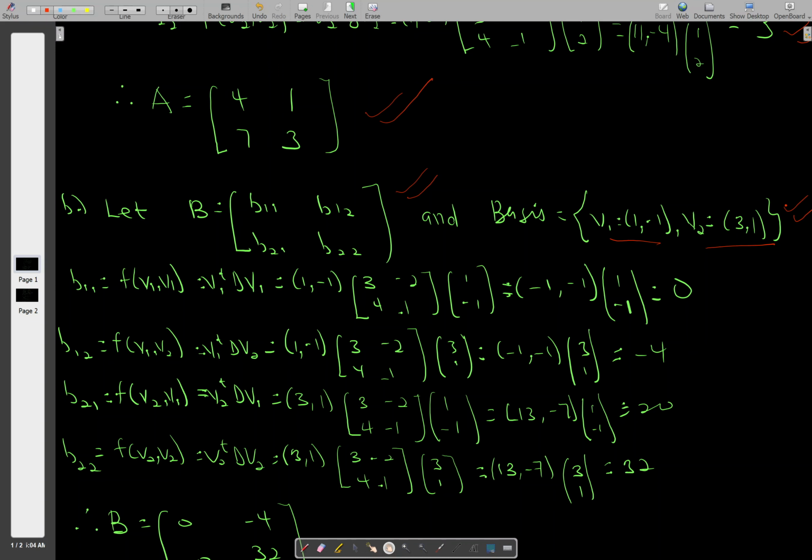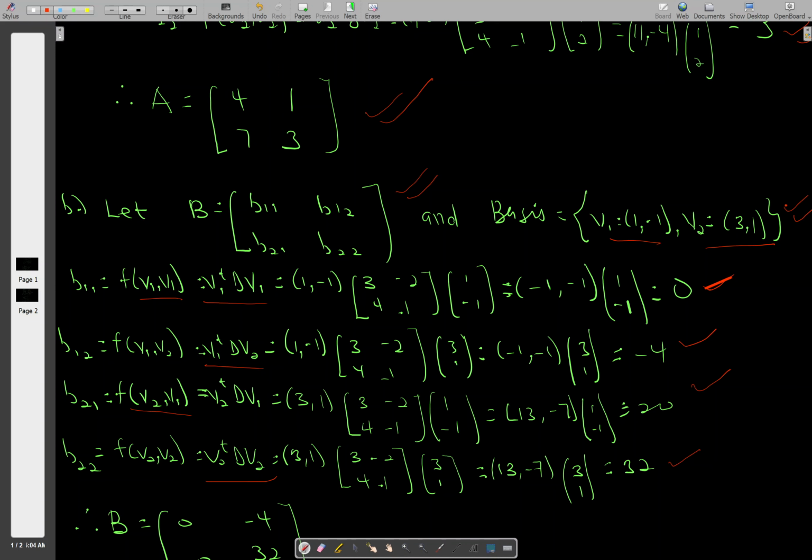So B11 is given by, this time the basis is V, not U. That's f of V1, V1, and is given by V1 transpose dV1. When we solve this, we get 0. B12, that's V1 transpose dV2. When you solve it, you get negative 4. B21, that's V2 transpose dV1. When you solve this, you get 20. Then B22, that's V2 transpose dV2. When you solve it, you get 32.